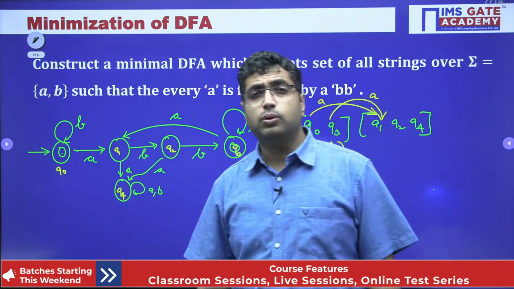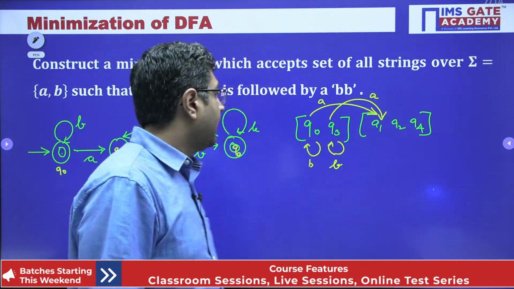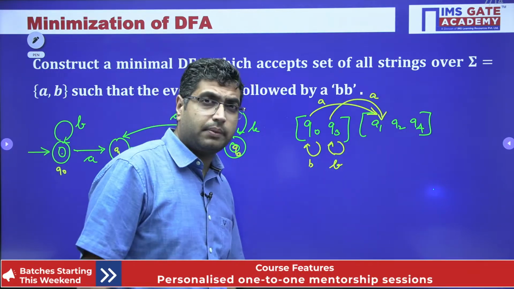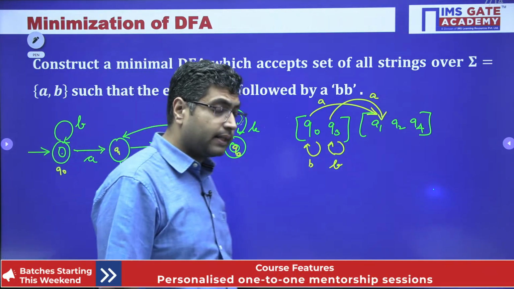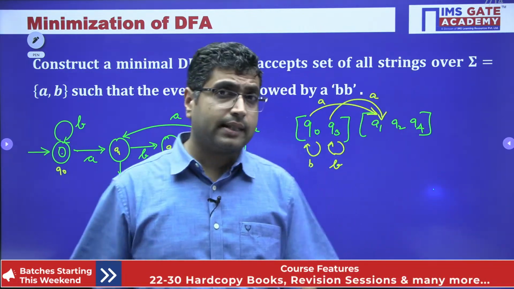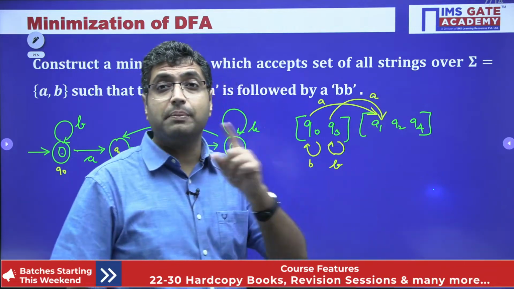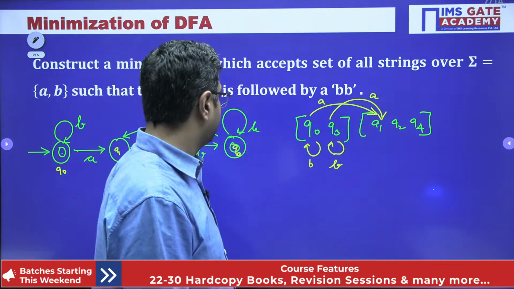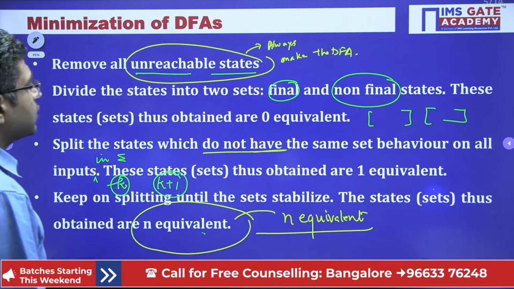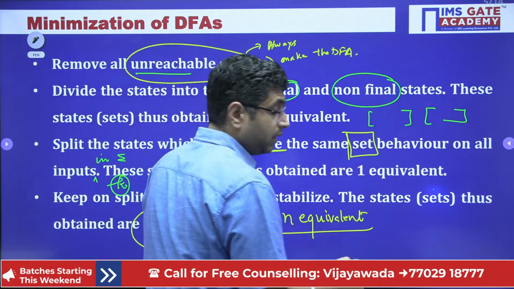On A, they both go to the same set, that is Q1, Q2, Q4. And on B, they remain in their own set, so they have similar set behavior. Again, this is important to understand: the set behavior has to be the same, the state behavior is not required to be the same. When I say set behavior, that means they should go to the same set, not the same state, which is very important. Split the states which do not have the same set behavior, not the state behavior, which is very, very important to understand.